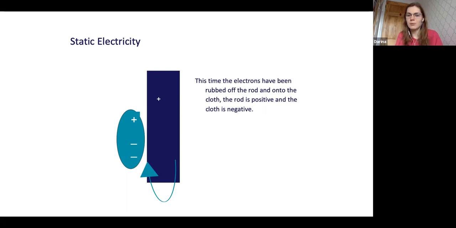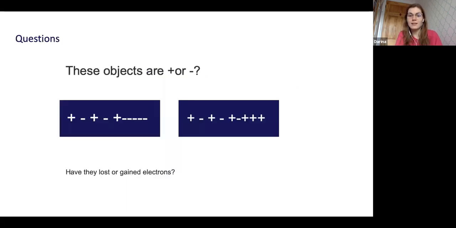So this time the electrons have been rubbed off the rod and onto the cloth. The rod is positive and the cloth is negative. Again, let's have a look at these two diagrams. The left-hand side object, is the overall charge there positive or negative? Right, so we've got some answers. We've got negative, yep, and the right-hand side one. Right, positive.